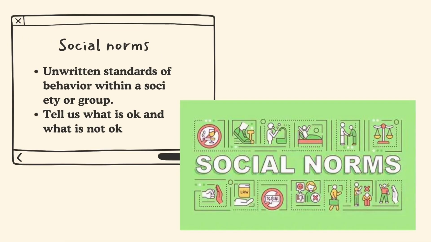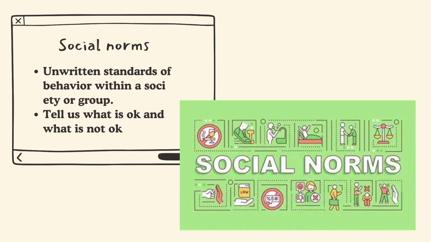Social norms. They're the unwritten standards of behavior within a society or group. Social norms tell us what is okay and what is not okay to do. For example, in the image, we can see, where's my mouse? Oh, sorry, here. For example, it's not even written in every place, but we know that probably it's not good to drink and smoke in most public places. We know that we need to brush our teeth most of the time so we can be clean and be polite to other people. And for example, laws can also be social norms.